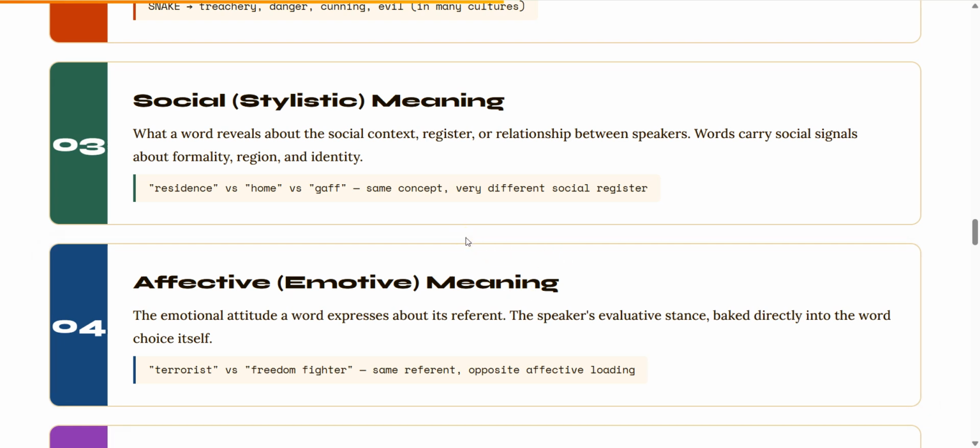So it's like that. The fourth one is affective, emotive meaning. This is the emotional attitude the word expresses about its referent. The speaker's evaluative stance is baked directly into the word choice itself. For example, terrorist versus freedom fighter: same referent, opposite affective loading. Depending on the situation, a person can be a terrorist for one community but a freedom fighter for another. So it depends upon how one community or one person interprets them.